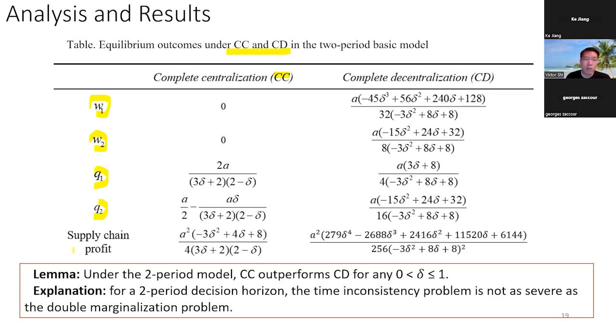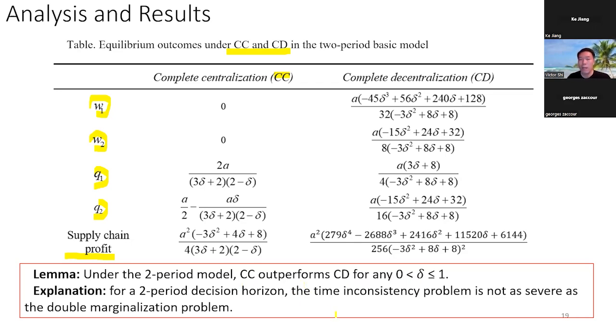And let's focus on the supply chain profit. If it's complete centralization, that is the supply chain profit. If it's complete decentralization, that is the profit. So the profits are functions of A and delta. Delta is the durability. So we can verify that under this 2-period model, complete centralization outperforms complete decentralization for any delta. So it doesn't matter the durability of the product. Centralization is better than decentralization.